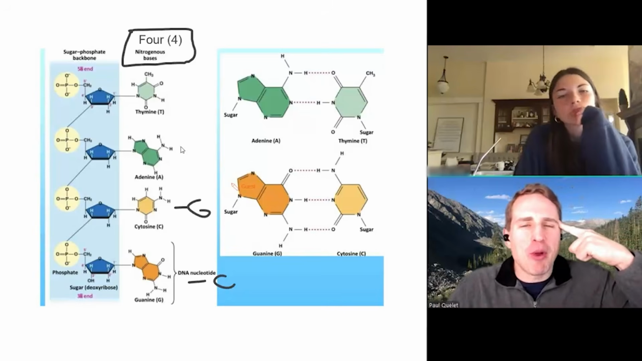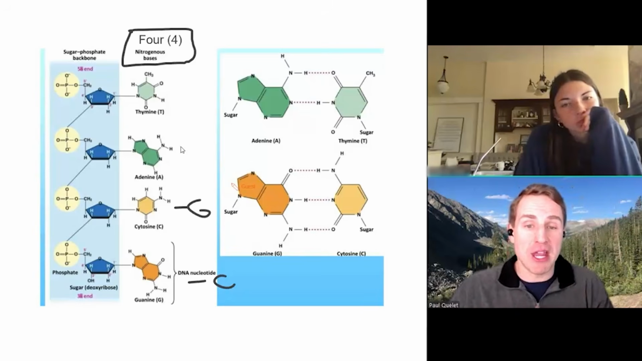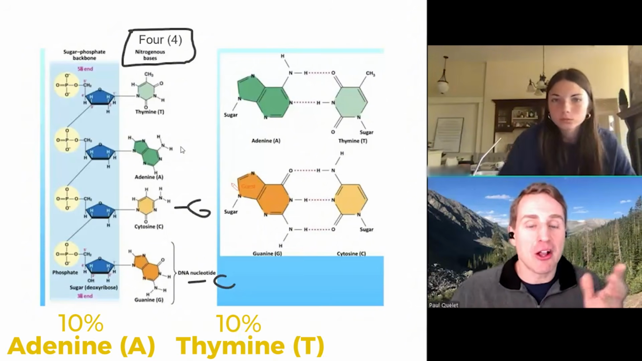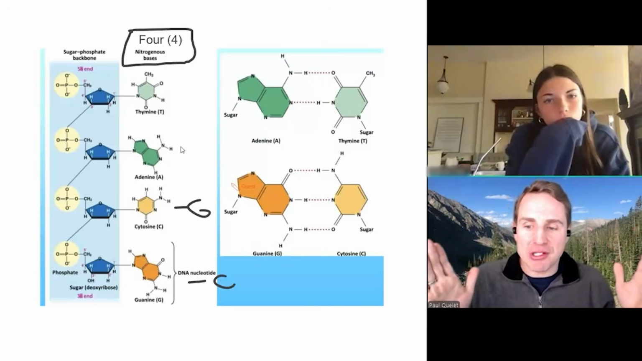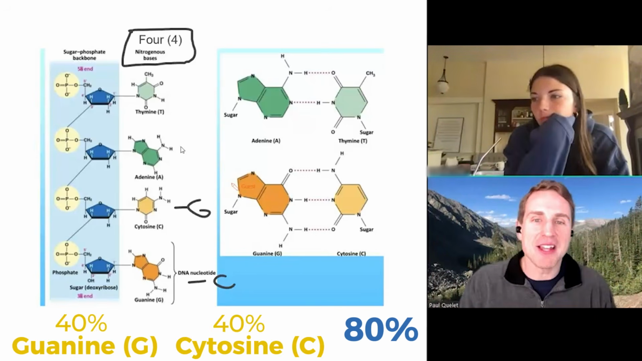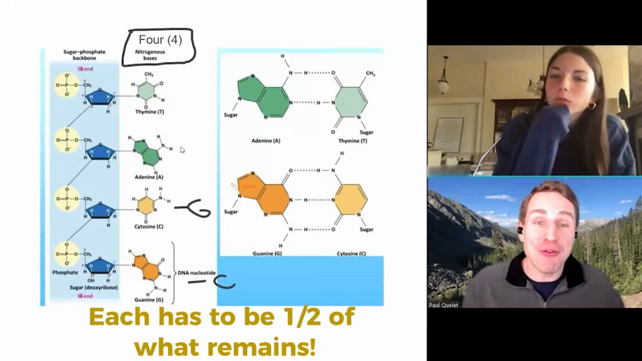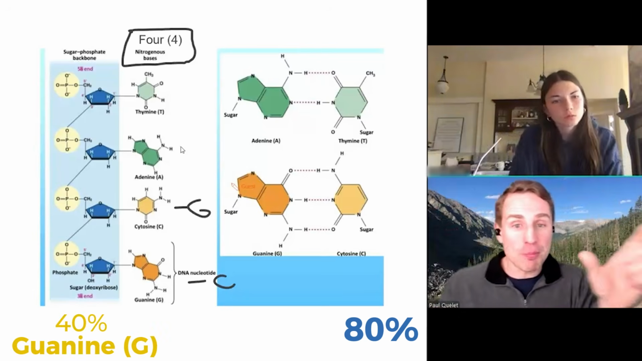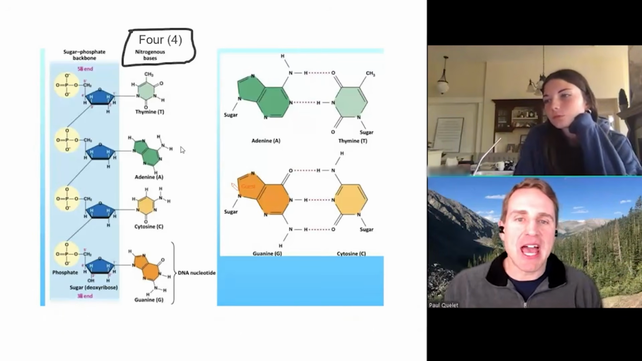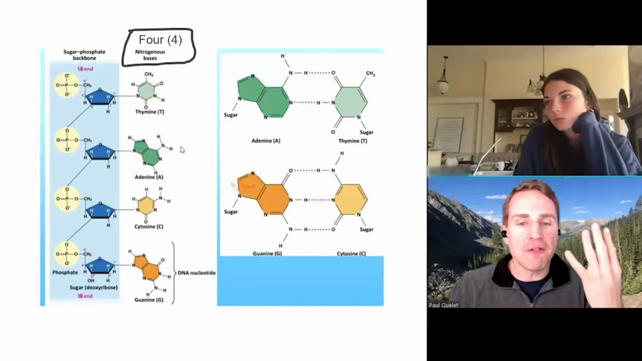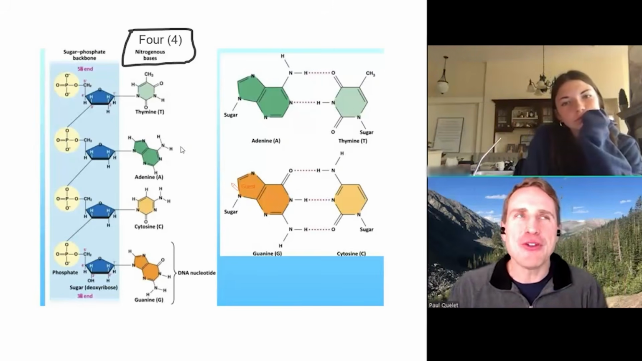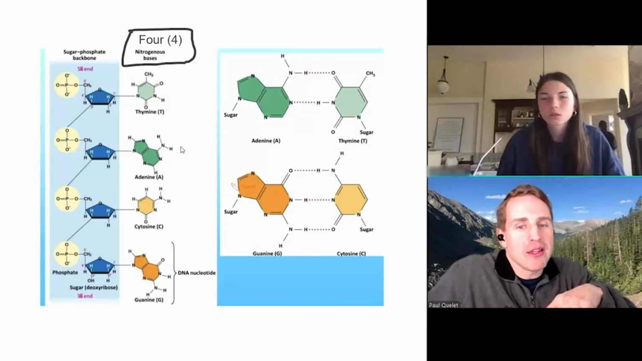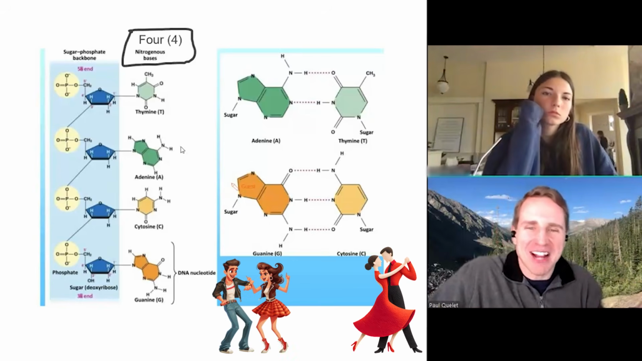Now think about how I just came up with that. Because if I make a measurement in your body and you've got 10% adenine, then another 10% must be thymine. That covers 20%. Then the remaining 80% must be the other 2, guanine and cytosine. But each has to be half of what remains. So if 80% is left, you have to have 40% guanine, 40% cytosine. So what's interesting is that not only are there only 4 nitrogenous bases, if you know the percentage of one of them, you actually know the percentage of all 4. Because as soon as you know one, you know its dancing partner is exactly the same percentage.